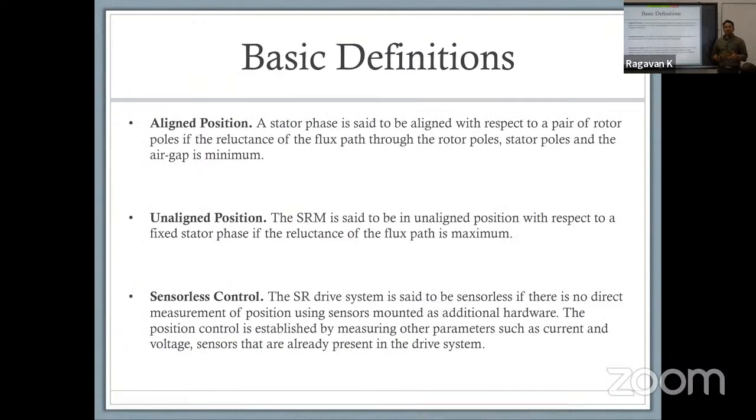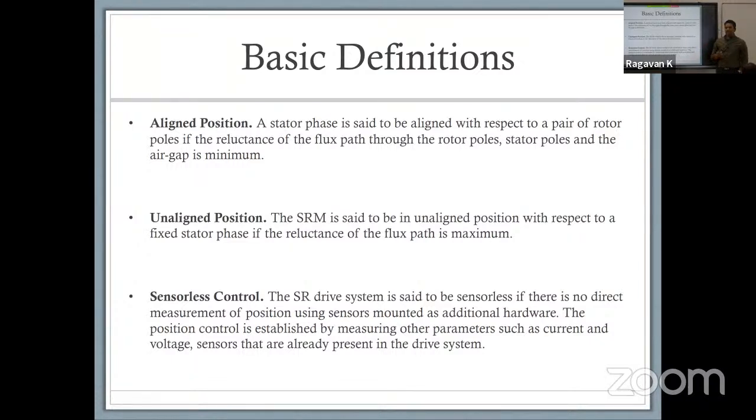So as we start talking about switch reluctance machines, a couple of basic definitions that you need to know and recognize. The first one is called aligned position. The name kind of gives it away, right? Aligned position is the condition in which the teeth on the rotor and the teeth associated with one phase on the stator are aligned. So they are basically facing each other. I'll show you what that looks like in a figure in just a second.